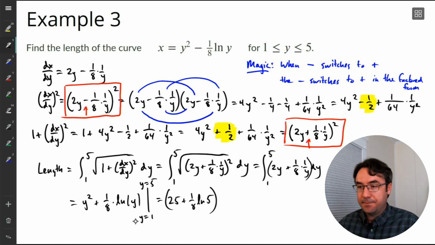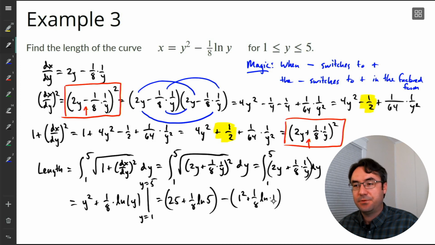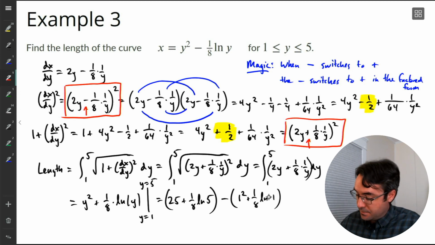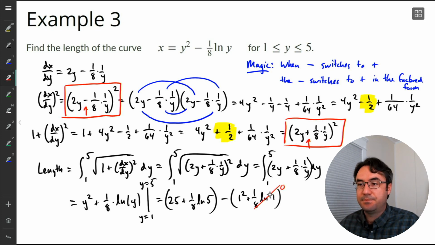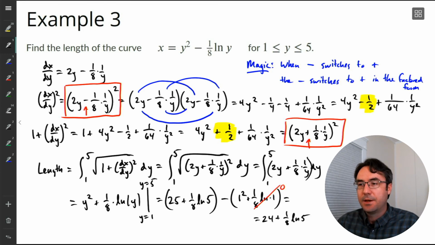Plug in our lower number, 1, and subtract. So we get 1 squared plus 1 over 8 times the natural log of 1. The 1 is positive, so we can drop the absolute value sign there. And natural log 1 is 0, so this whole second piece would be 0. We'd only have this 1 squared. So if we simplify, we end up with 24 minus 1 over 8 natural log 5 as our arc length. All right, so there we go.